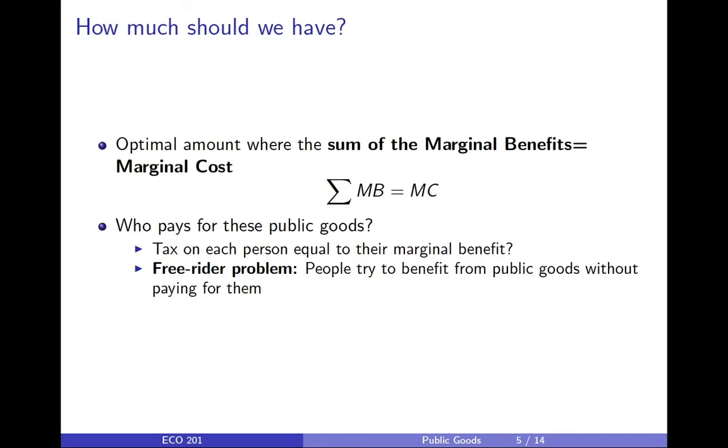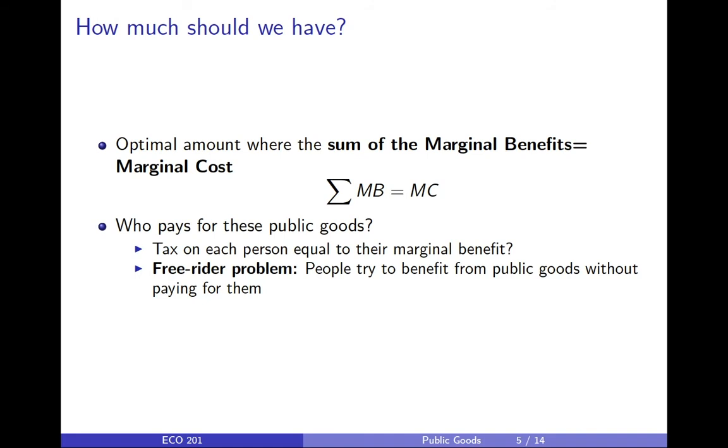So public goods are great, but how much should we have since they are non-rival and non-excludable? The optimal amount of a public good can be calculated where the sum of the marginal benefits equals the marginal cost of providing the public good. If we each get some benefit from the public good, we want to add up all of these benefits and then compare the total benefit to the cost of providing the public good.